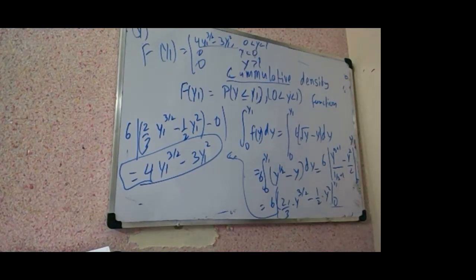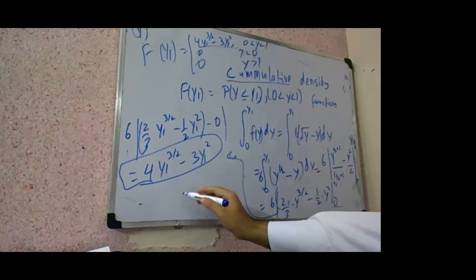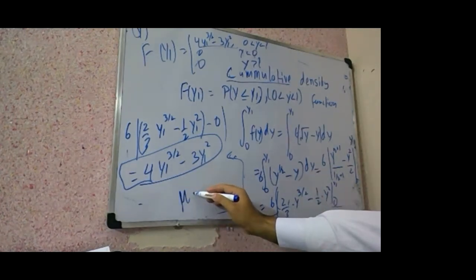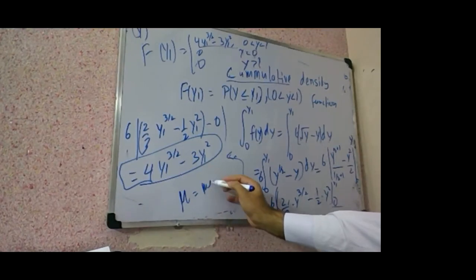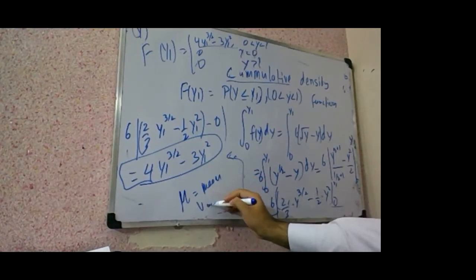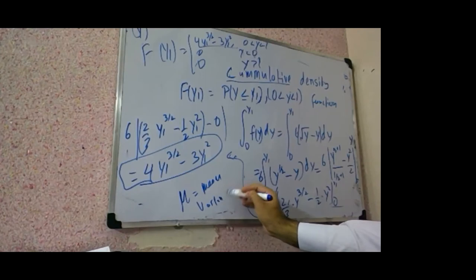The central limit theorem states that if y is a normally distributed series, then the mean is mu and the variance is sigma square upon n. So if y is any series, the mean is mu, and the variance is not sigma square, but sigma square upon n.